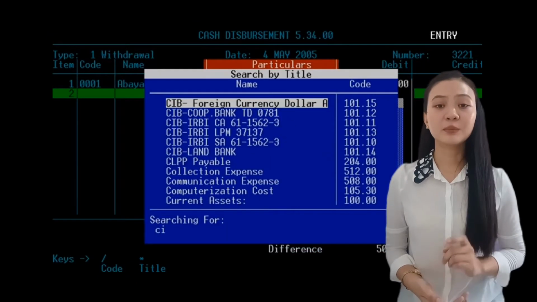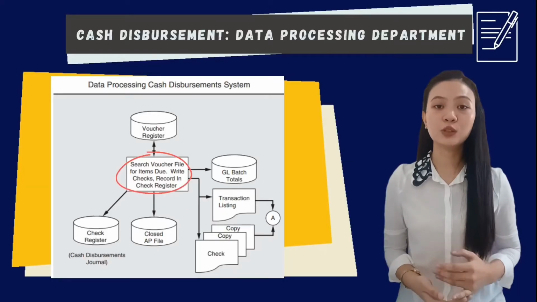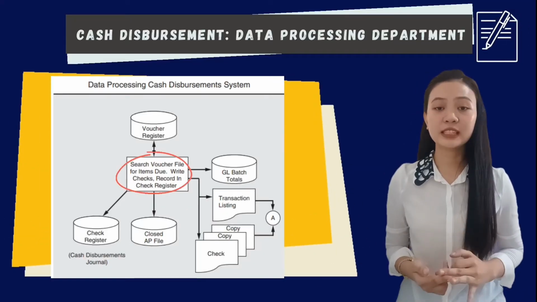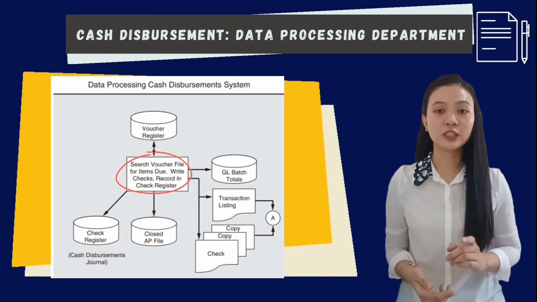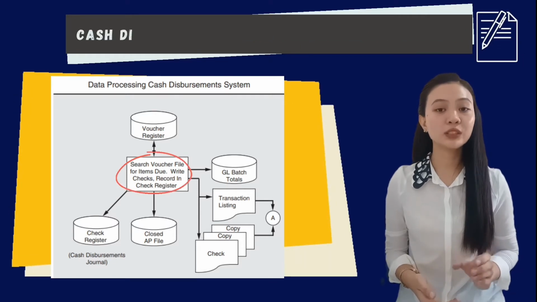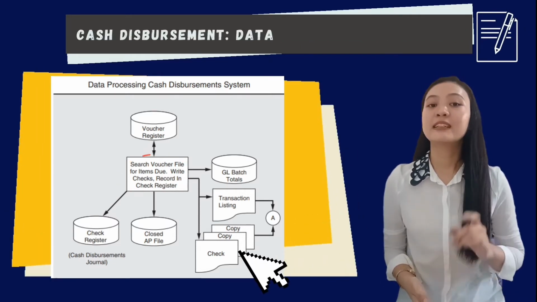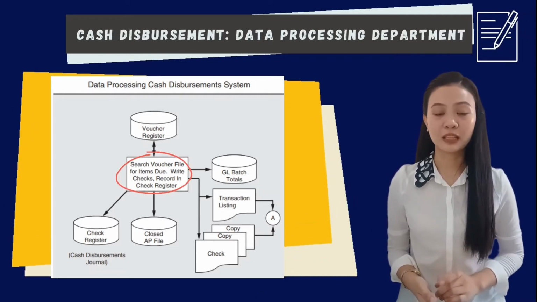Each day, the system scans the due date field of the voucher register for the items due, writes checks, and records it in the check register. The check number is recorded in the voucher register to close the voucher and transfer the items to the closed accounts payable file. The checks and the transaction listings are sent to the cash disbursement department.